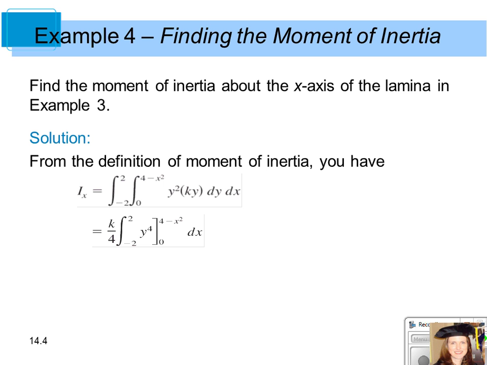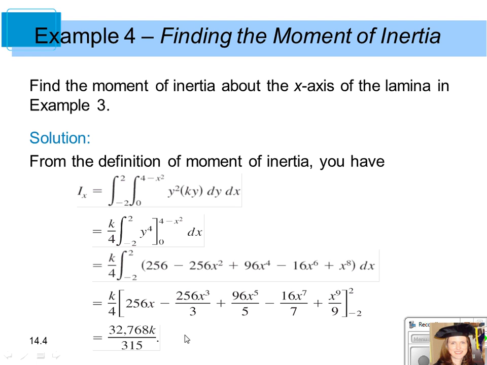That k is a constant. You can bring that out in front. And this ends up being y squared times y, which is y to the third. When you integrate it, you get y to the fourth over 4, so you can bring the k and the dividing by 4 out in front. When you substitute that back in, and then you evaluate this integral from -2 to 2, and simplify the result, you get the moment of inertia about the x-axis is 32,768 k divided by 315.